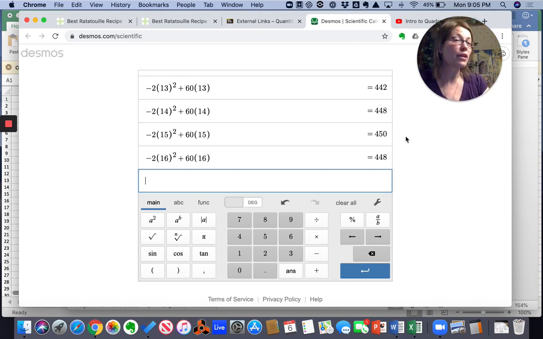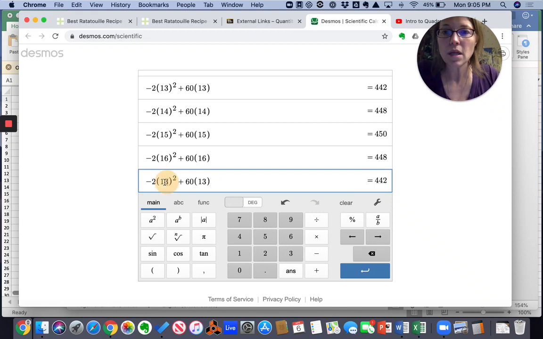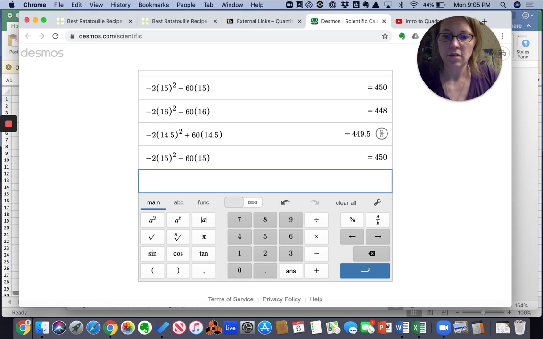Now, what if it's not really 15? What if it's like 14.8? Let's zoom in a little more with the numbers that we're plugging in. Let's try 14.5. 15. And let's do 15.5.